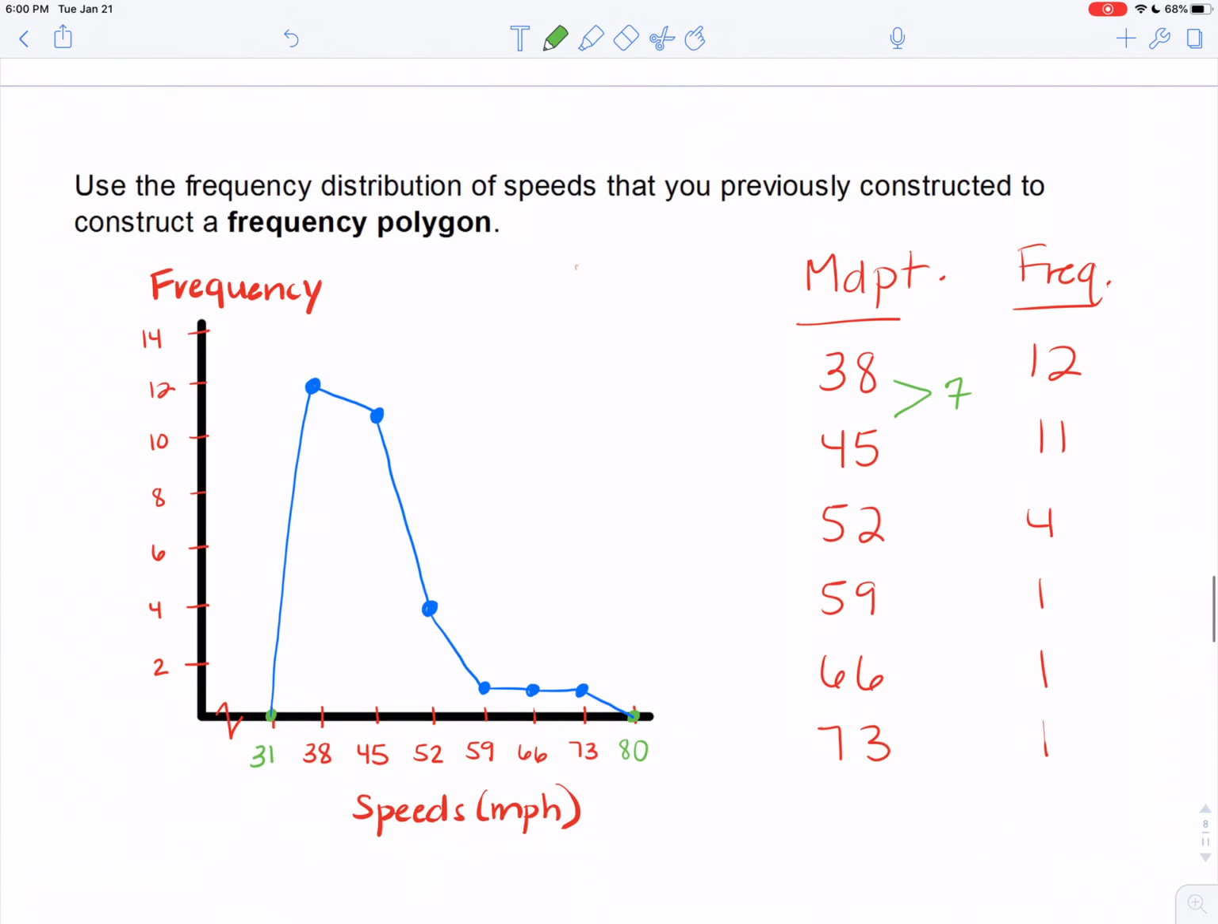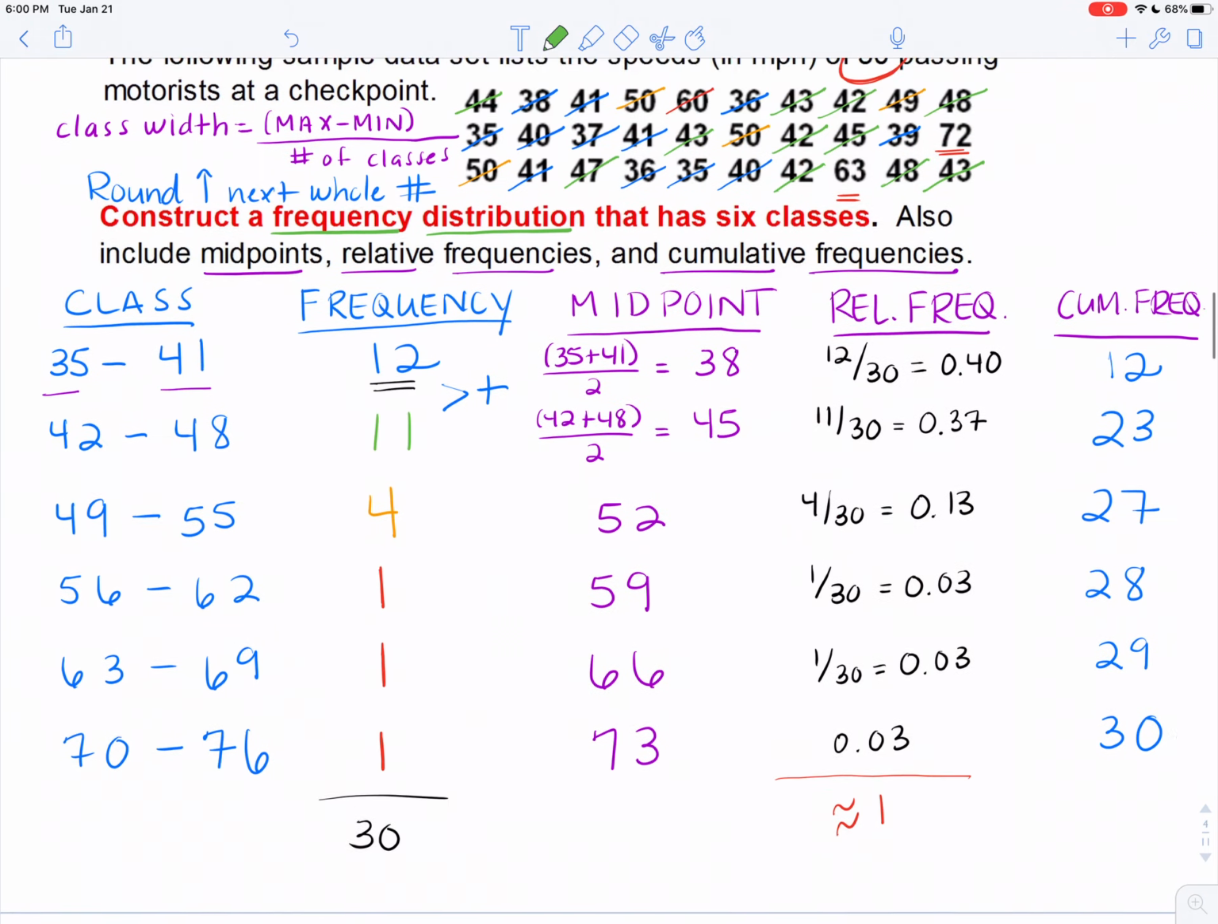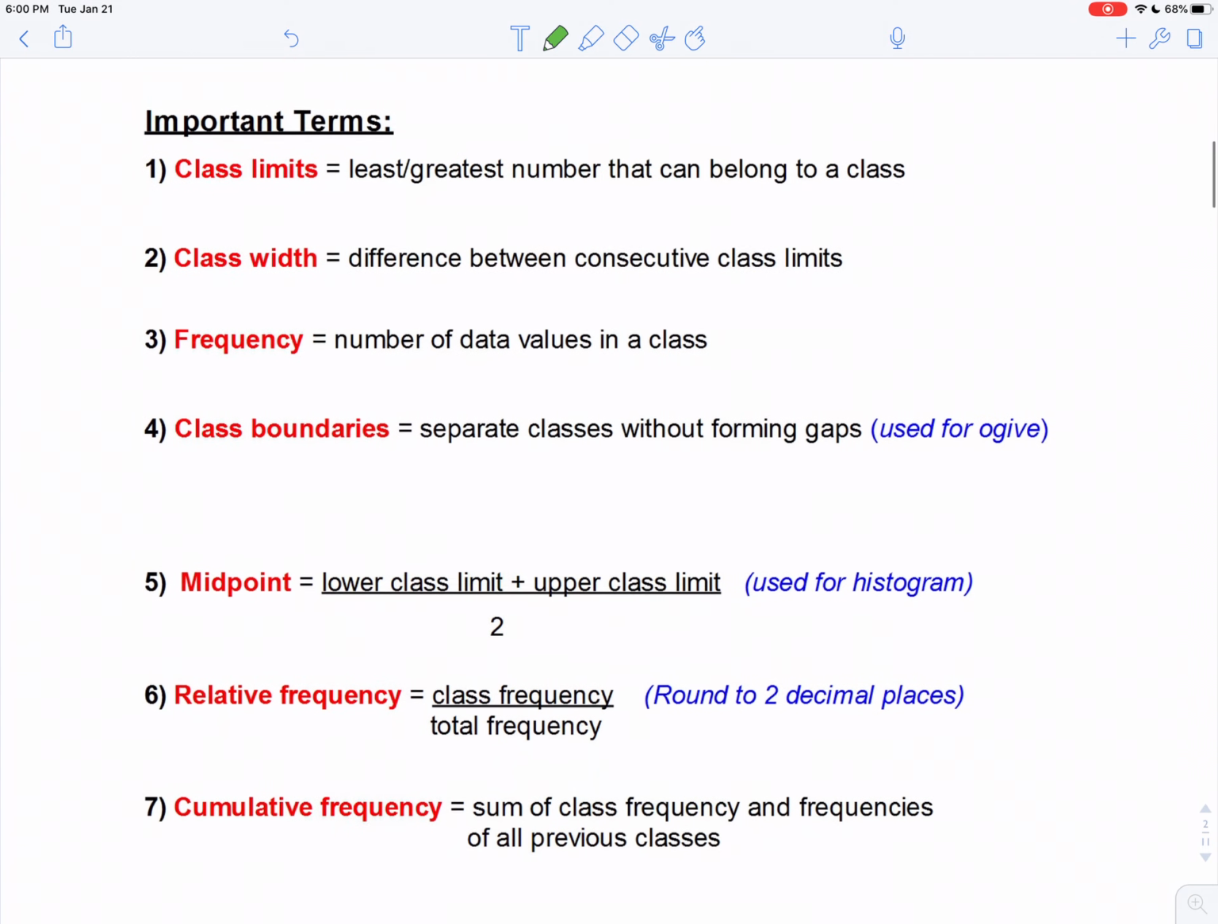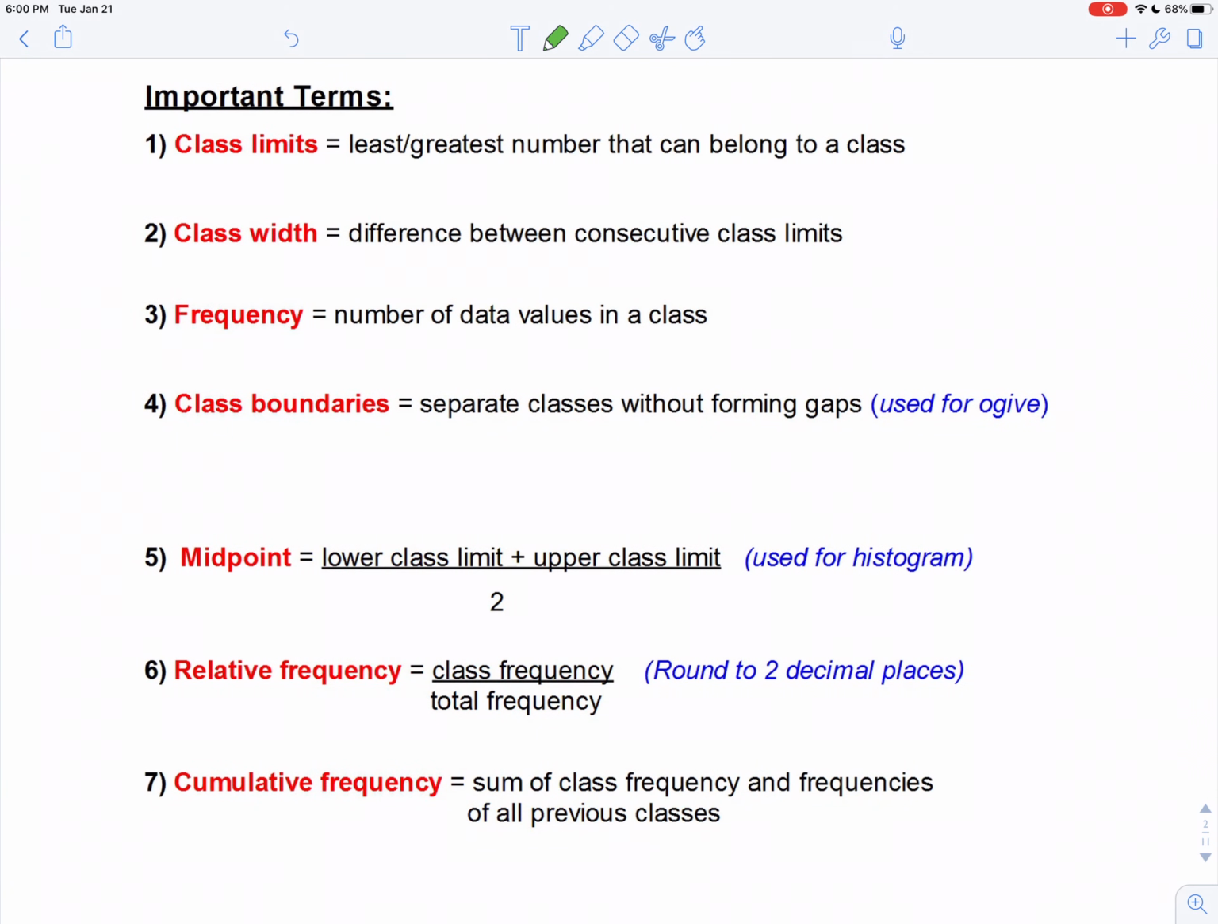So I want to refer back for just a minute early on in your notes. We talked about the different terms that you were going to be seeing here. And the boundaries we kind of skipped over last class because we didn't need them. So what boundaries are going to do, you know limits cannot overlap. And so that's not good for graphing. It causes spaces in the graph. So boundaries, what we're going to do is kind of pull out those limits to where there is overlap, where one ends, the next one picks up right there.